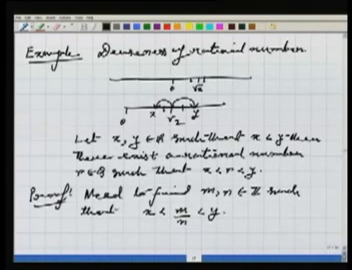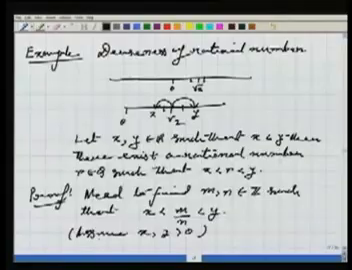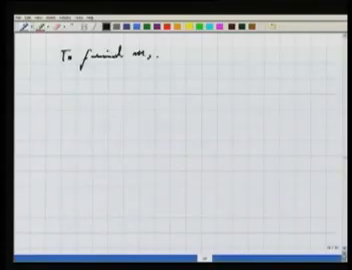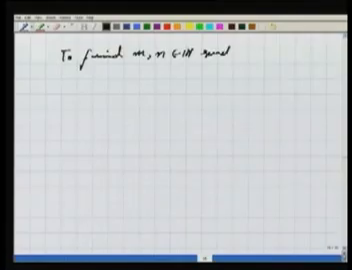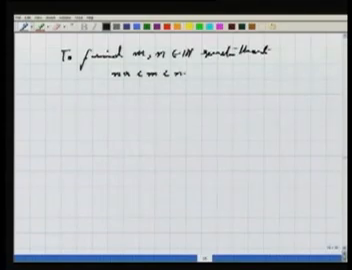Well, for simplicity, let me first assume that x and y both are positive. The other case you can actually manage yourself. So I assume x, y both are positive. That means now my job is reduced to finding two natural numbers m and n such that x is less than m by n and m by n is less than y. What does it mean to say that I will find these numbers? It means that I need to find m and n such that nx is less than m and this is less than ny.